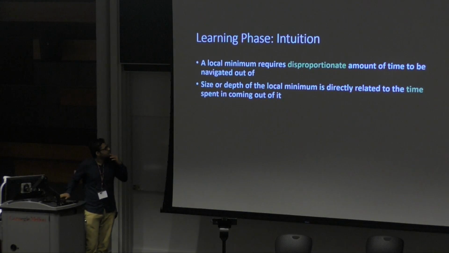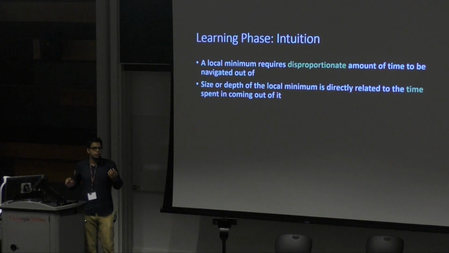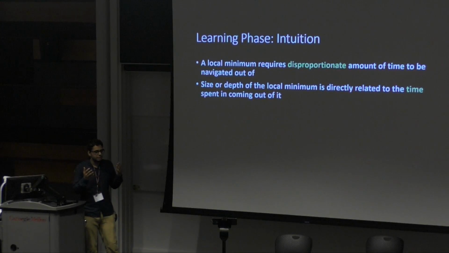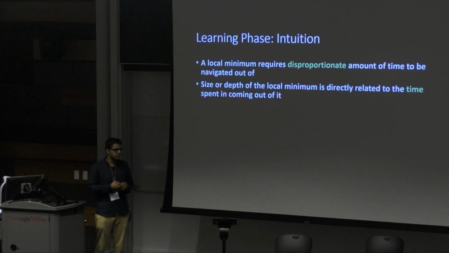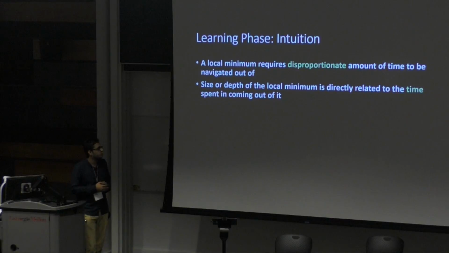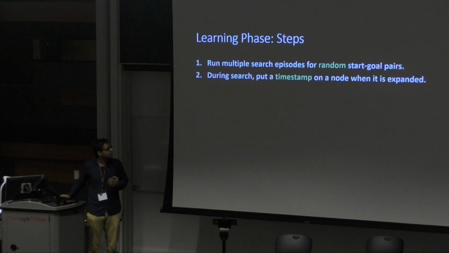So we would like to identify the major local minima in this environment. The basic intuition is that the amount of time you spend coming out of a local minimum is directly related to the size of the local minimum. So if you look at the time spent doing a search, and at the states which took the maximum time to be discovered, that will usually correspond to the size of the local minimum.